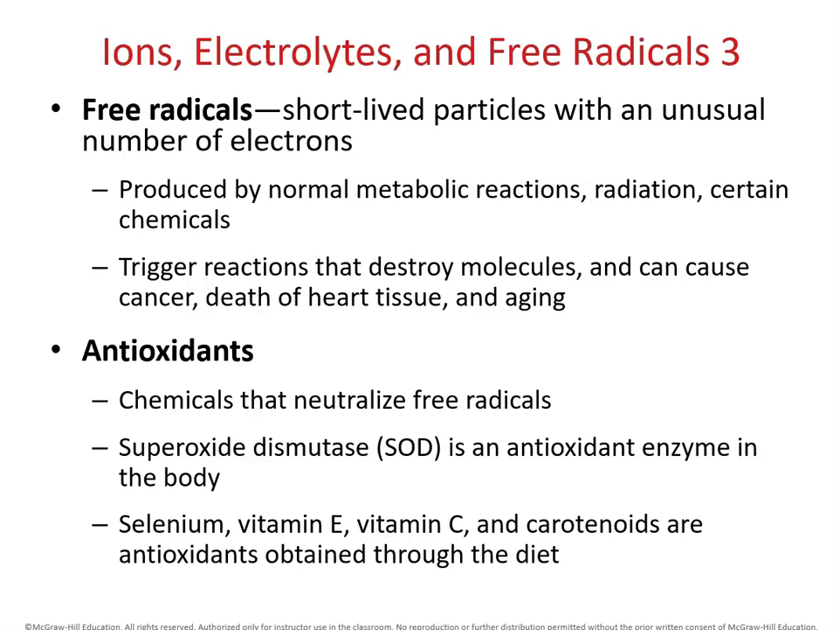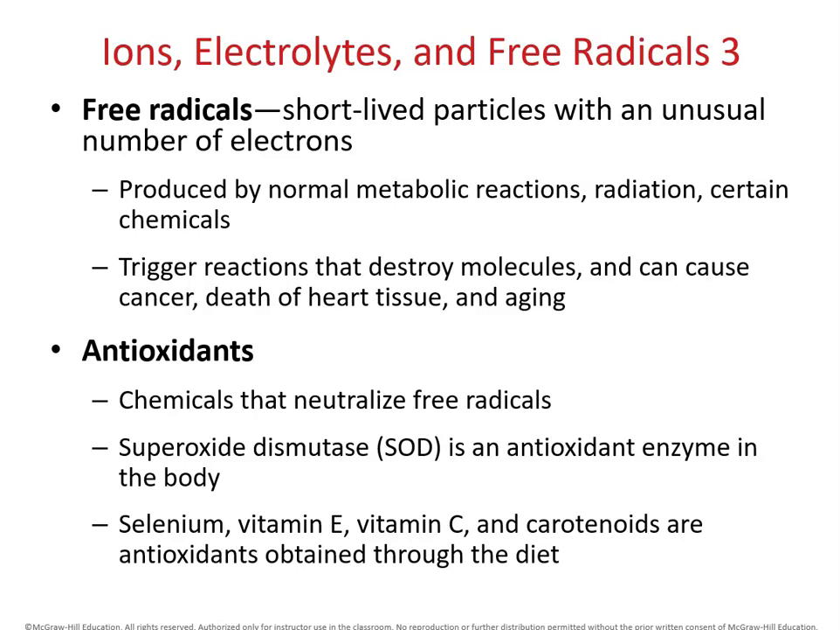So the next thing we need to talk about are free radicals. Free radicals can be made naturally as a result of metabolizing your food. They can come from radiation exposure, such as being in the sun too long and getting too much radiation. They can also come from certain medicines and certain chemicals that we can be exposed to, for instance, at our jobs. So free radicals have a weird number of electrons.